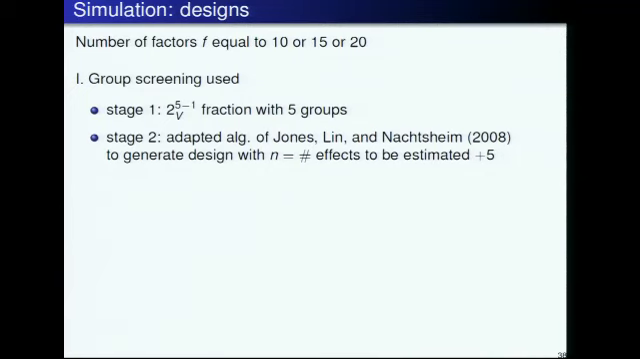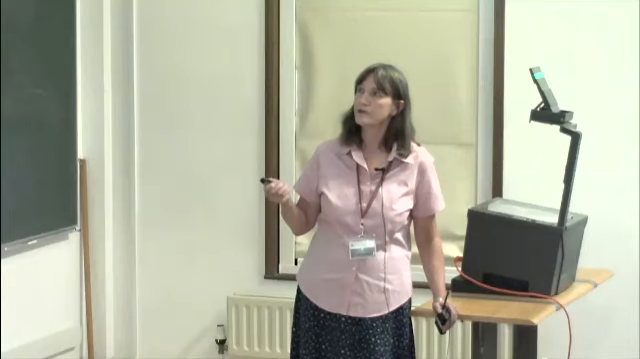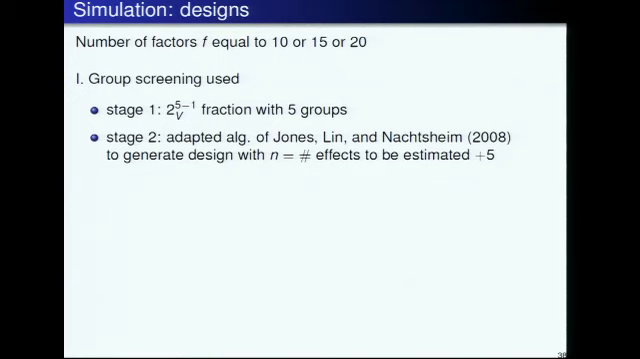Now, we don't know what's going to happen at stage 1. We generate the data, we do one of these analysis methods, and some number of factors turn out to be important. So we need a design for stage 2. So we couldn't take a fraction, we had to do something that we could just bury into the simulation. So we took Jones-Lin and Nachtsheim's algorithm that generated supersaturated designs and adapted it to generate designs with the number of runs equal to the number of effects to be estimated plus 5. So this is not a supersaturated design. This still has plenty of degrees of freedom.